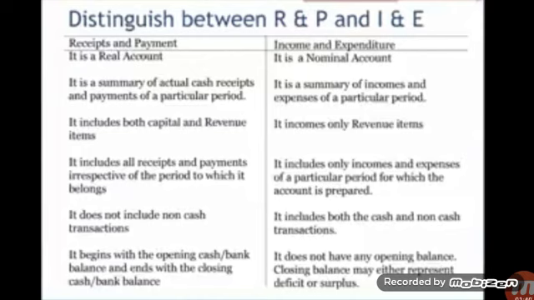Next point, receipts and payments account begins with the opening cash and bank balance and ends with the closing cash and bank balance. Income and expenditure does not have any opening balance. Closing balance may either represent deficit or surplus.